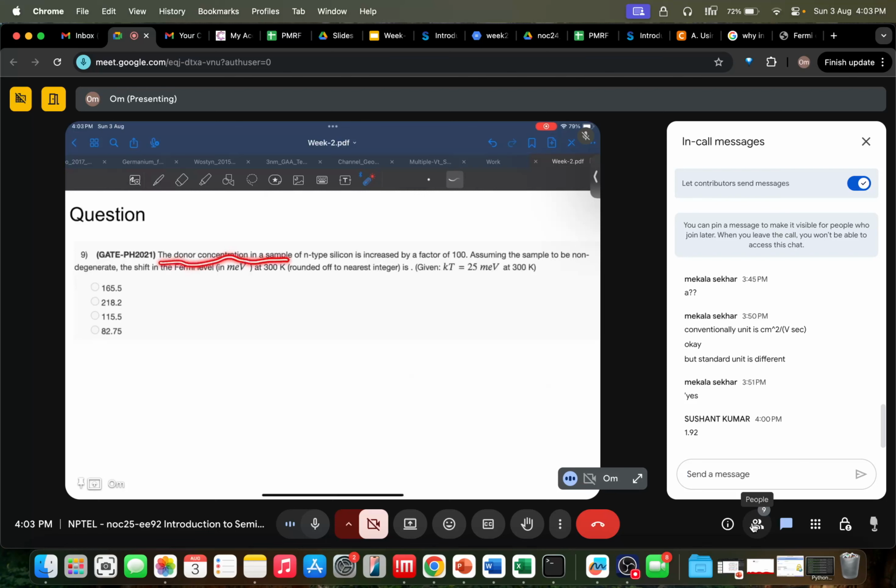The donor concentration in a sample of silicon is increased by a factor of 100, assuming the sample to be non-degenerate. What is the shift in the Fermi level? The question says ND1 is an ND, and ND2 is 100 times ND.